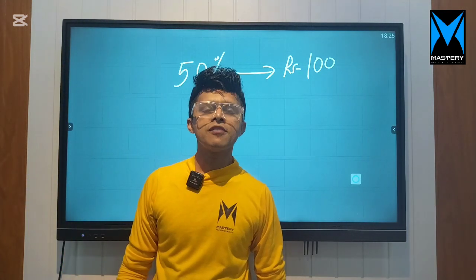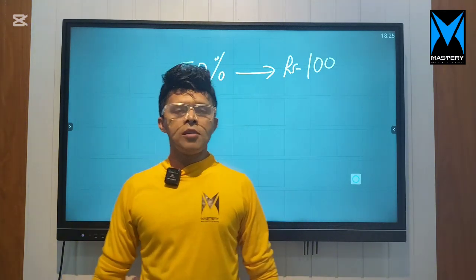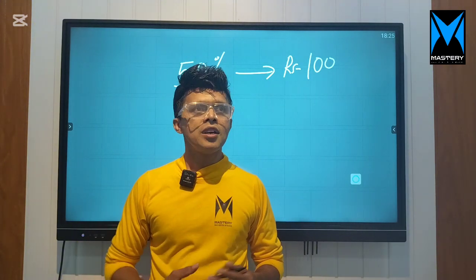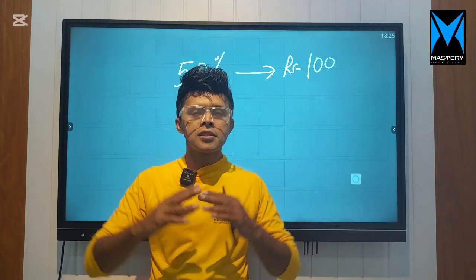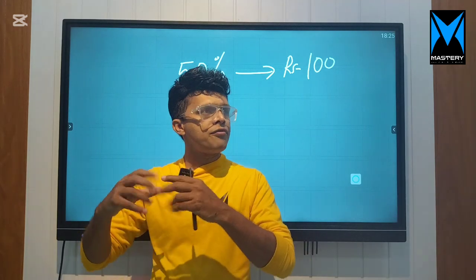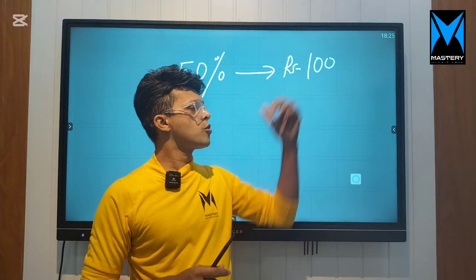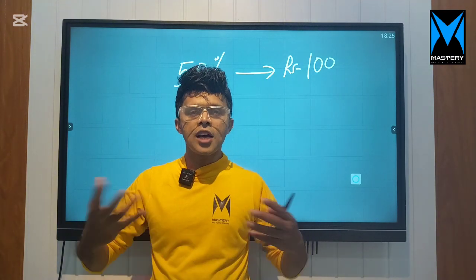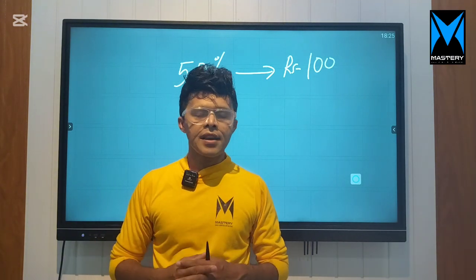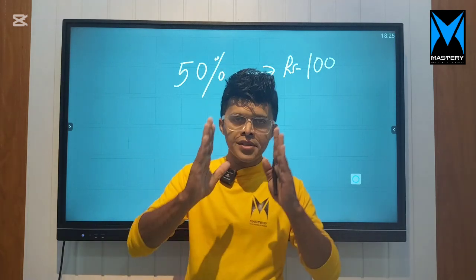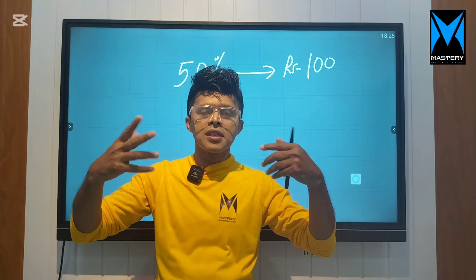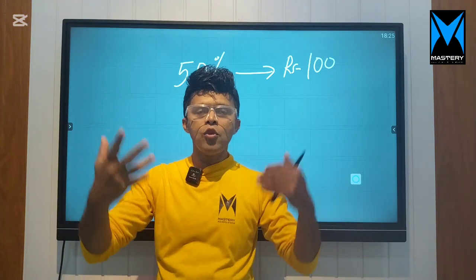The question is, what's the full amount? 50% really means half, right? So when it comes to a certain amount of money, half of that amount is 100 rupees. So the full amount is 100 times 2, so the answer should be 200. Anyway, the question is: 50% means 100 rupees, and you have to get the full amount.